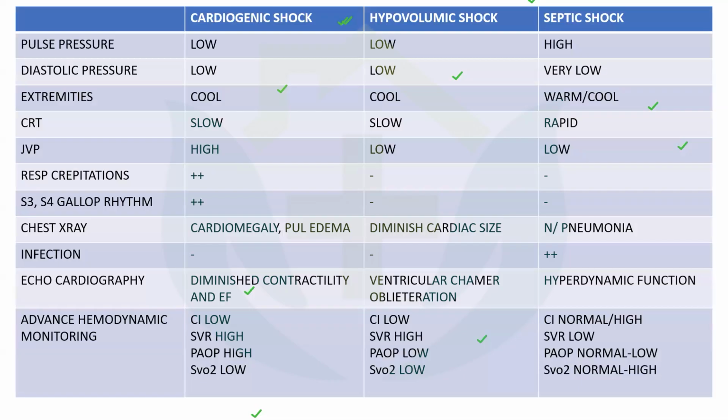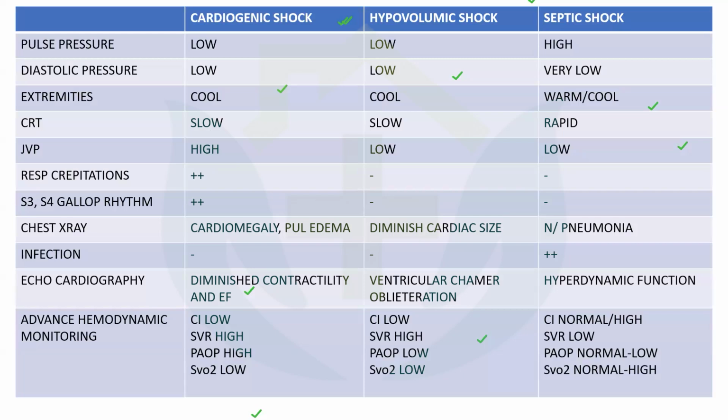So this is the chart, you all know it, I hope, on cardiogenic shock, hypovolemic shock, septic shock. I'll not go into details of each point, just to remember these things. The diastolic pressure will be low in septic shock. In cardiogenic shock, both diastolic and systolic pressure will be low, so the pulse pressure will be low in cardiogenic shock. Whereas in septic shock, the diastolic pressure is very low, so there will be a high pulse pressure. This we have to remember.